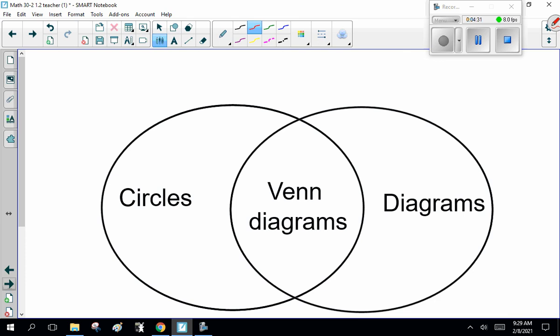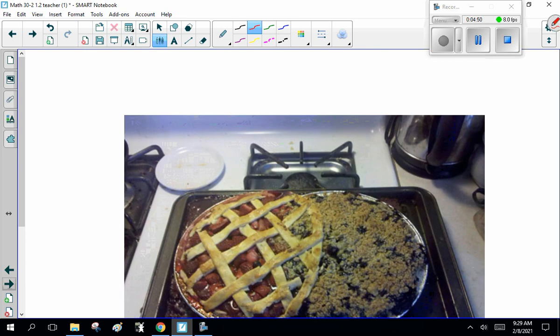Now, circles, Venn diagrams, diagrams. Venn diagrams of the overlap of circles and diagrams. And of course, I have to throw in the pie. Yes, pie. I think that's blueberry and strawberry, right? Okay? Yes, it is blueberry and strawberry.